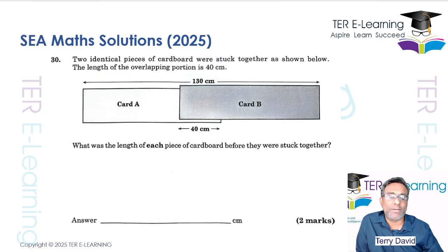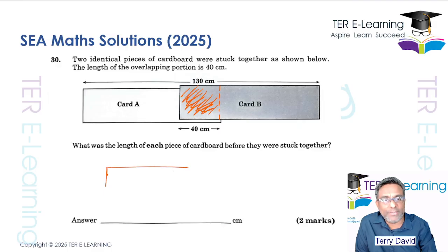Question 30. They brought in this overlapping card question in 2023. We have two identical pieces of card stuck together as shown below. The overlapping portion is 40 cm. So if I were to drop a line here, this is your overlap, and that's 40. Now, what is the length of each piece? This question is not too bad. Let's take out a shaded piece here, which has a length of 40. So this is card A.